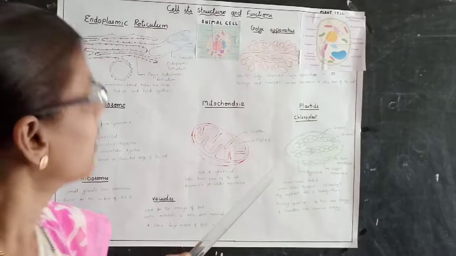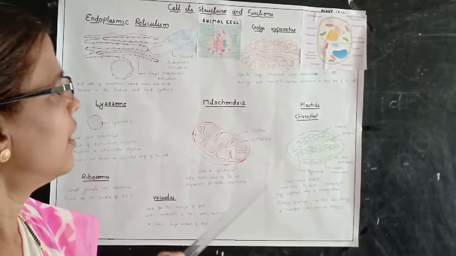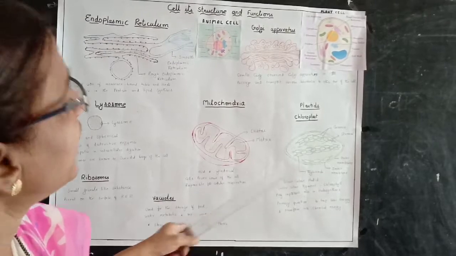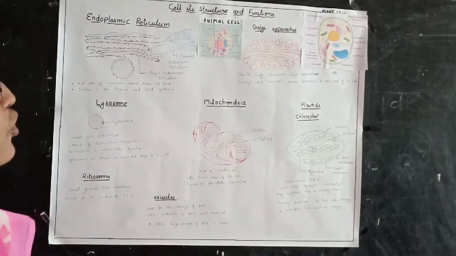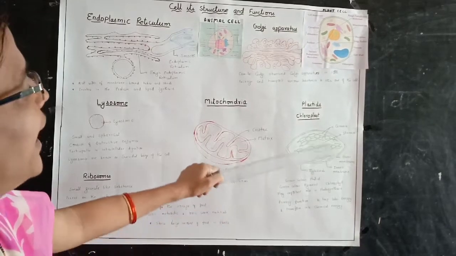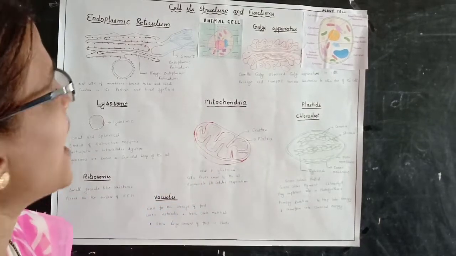Chromoplasts contain different colors: red, blue and orange. They are present in flowers and fruits. Leucoplasts are colorless. They do not contain colored pigments.